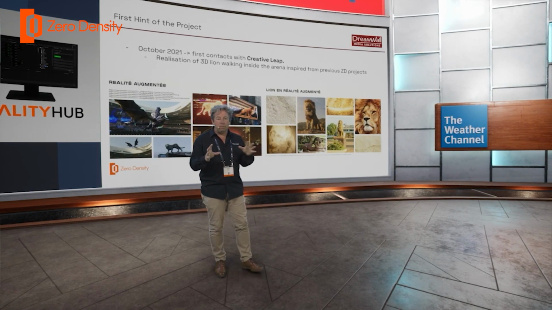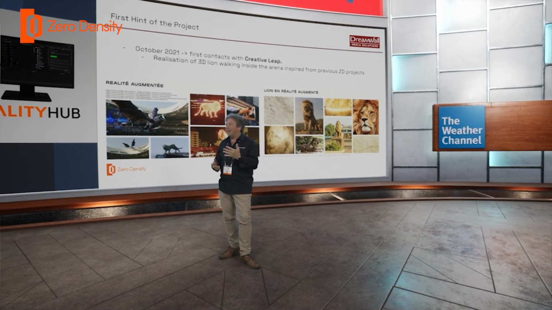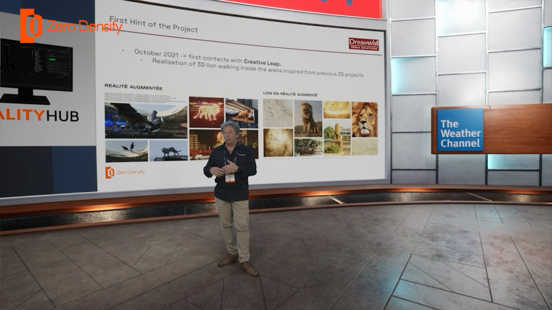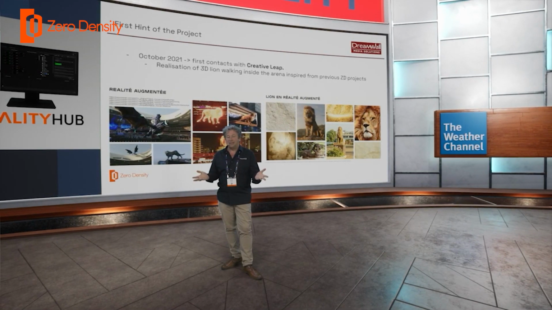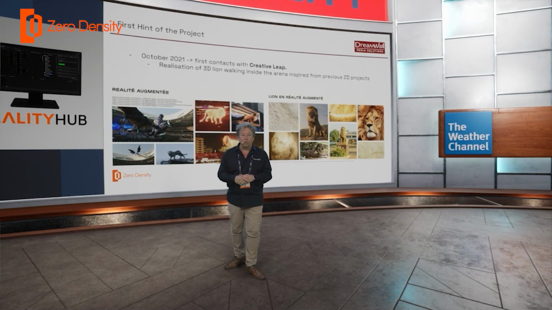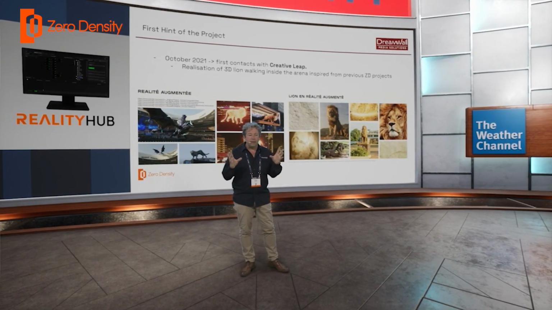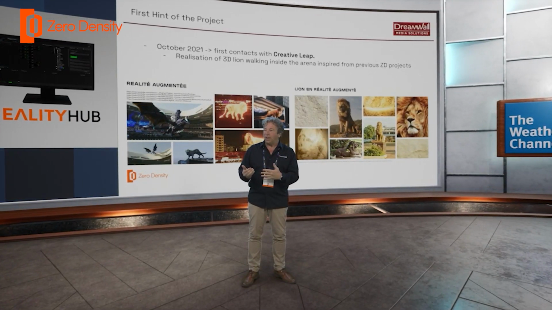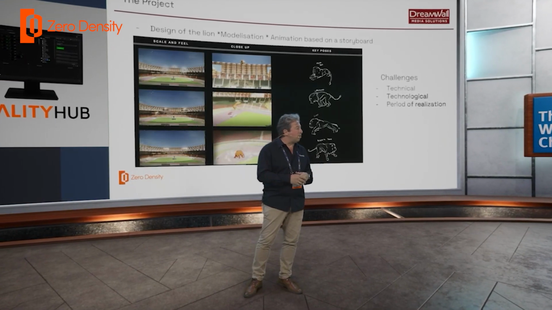At the beginning, first we had to decide which design for the lion. Will it be realistic or not? If you want to be realistic, you need to get fur on the lion, and it's still quite difficult to do in real time. So after discussing, they finally decided to write a story about a lion statue that came to life, and then the lion was walking inside the stadium.